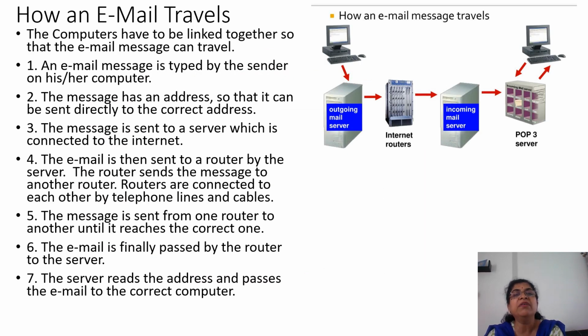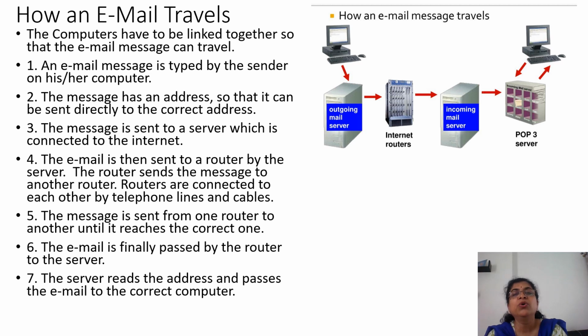How an email travels: the computers have to be linked together so that the email message can travel. See, my computer is at my place. Suppose I'm sending one email to my friend who is in USA. That person will get the email immediately after sending the mail from here. If the internet connection is proper, he or she may get the mail within a fraction of a second. Okay, so how does it travel?